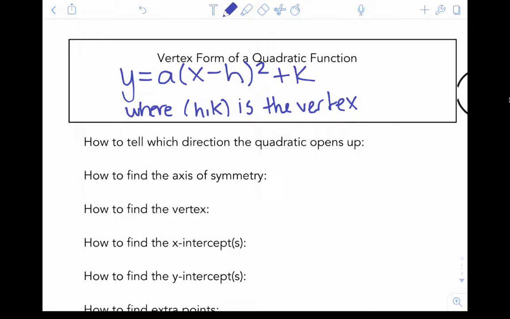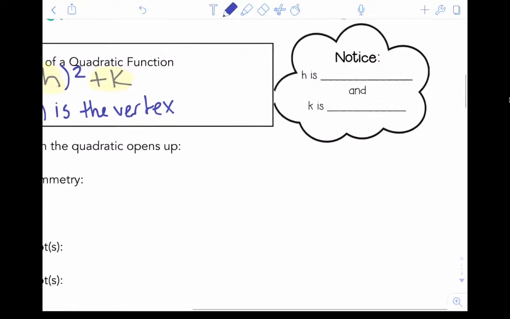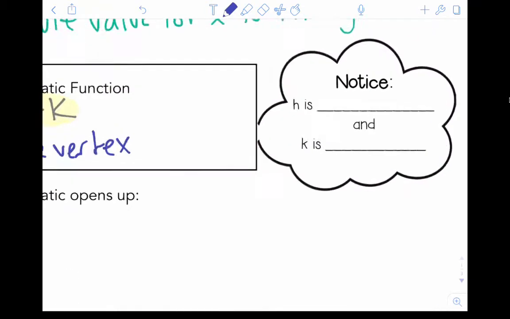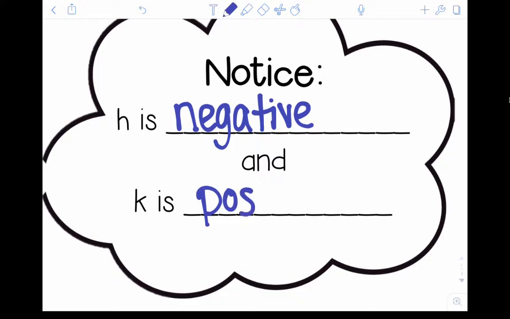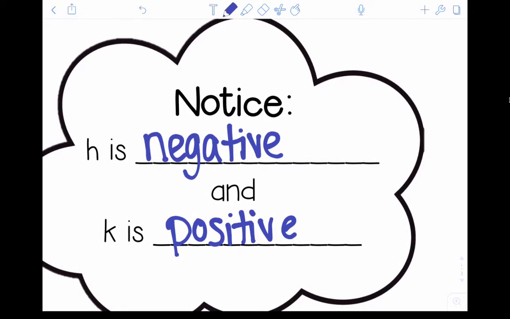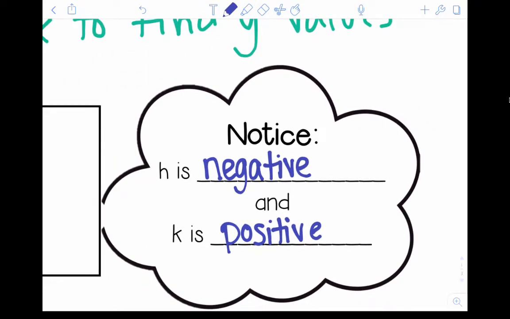One thing that I really want you to pay attention to is that the h has a minus sign, and the k has a positive sign. So notice that the h is negative and k is positive. Now, I don't want you to think of h as being negative. I want you to think of h as being the opposite.